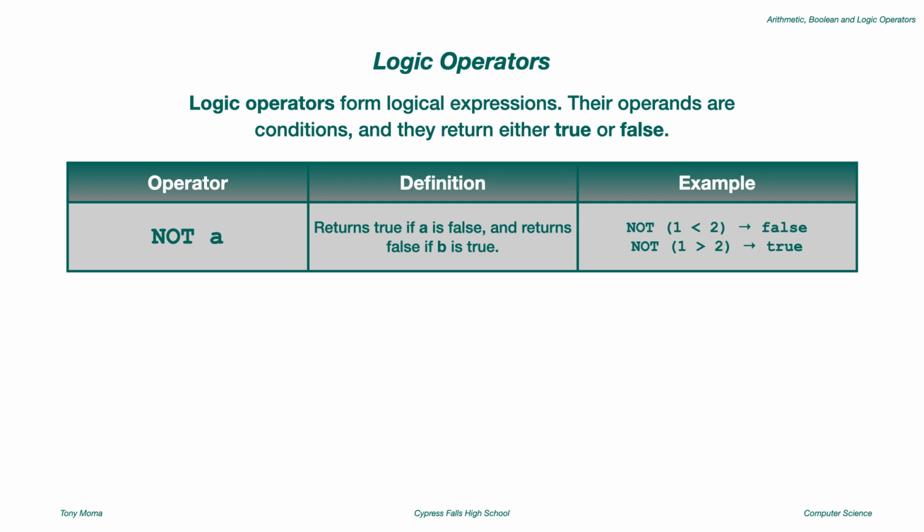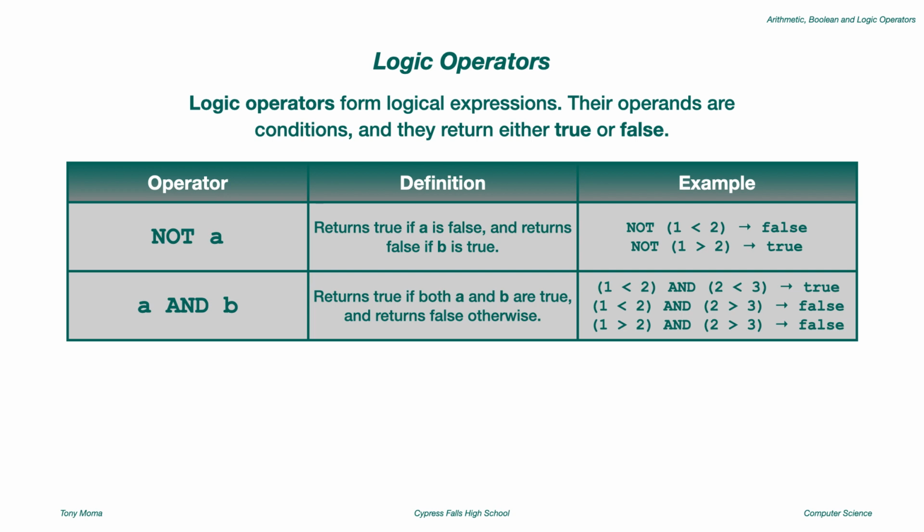the operand is true. For example, if we attach not to the expression 1 is less than 2, since 1 is in fact less than 2, attaching not to the expression would make the expression false. Whereas if we attach not to the expression 1 is greater than 2, since 1 is not greater than 2, attaching not to that expression would make the entire expression true.